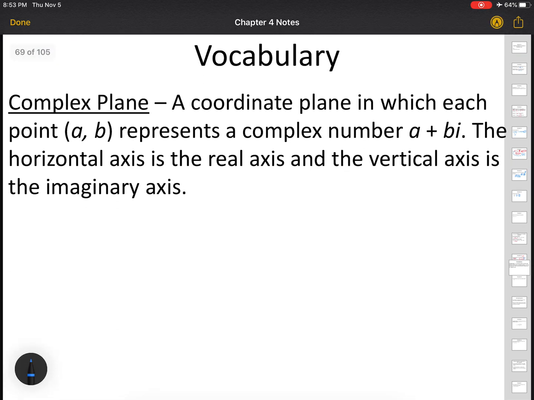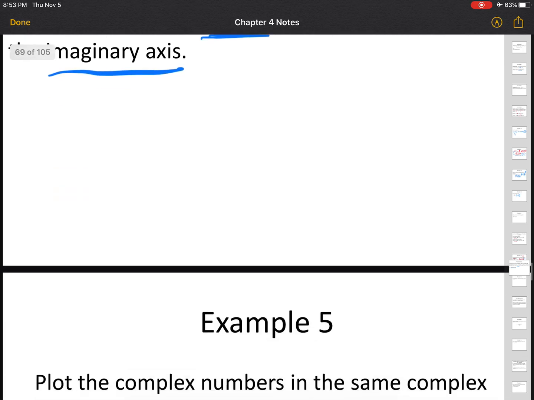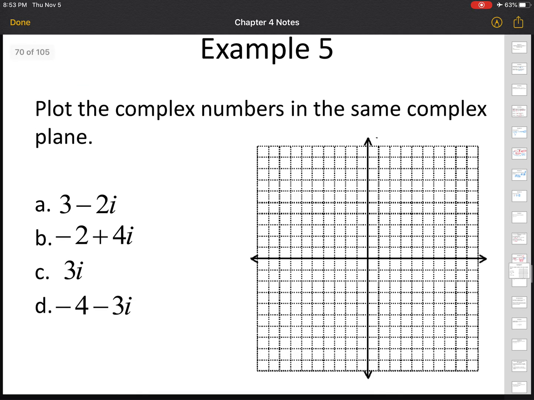So not only can we add, subtract, multiply, and divide complex numbers, we're actually going to graph them too. But we're going to put them on a different kind of plane where we switch up the axes a little bit. The vertical axis is now going to be called the imaginary axis, and the normal horizontal x-axis is going to be called the real axis. So let's look at how we can actually graph complex numbers.